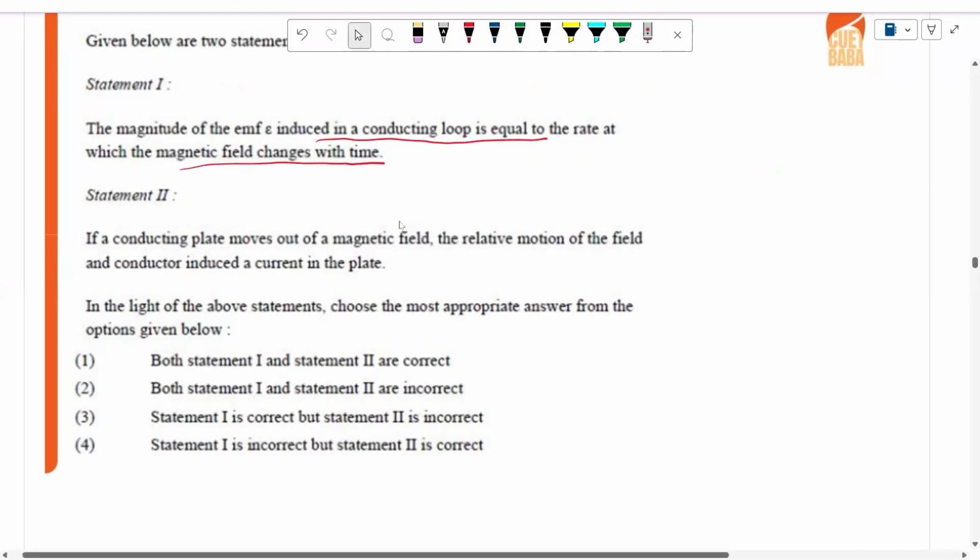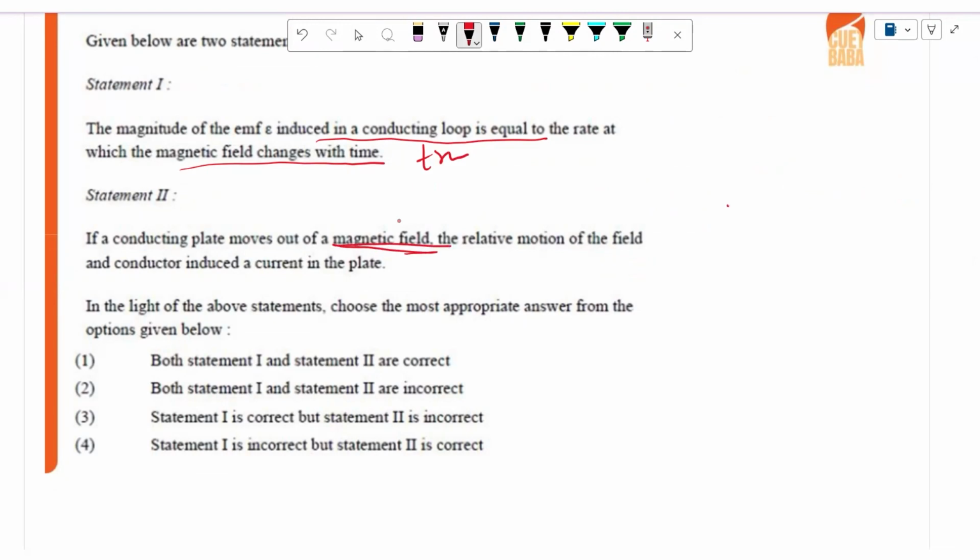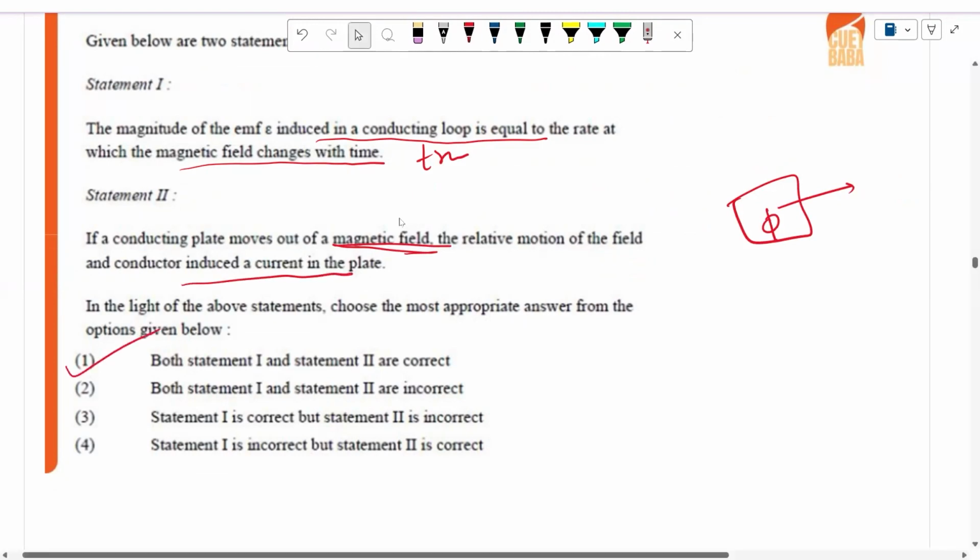Now, in this question, the magnitude of emf in a conducting loop is equal to the rate at which magnetic flux changes with time. This is also true. In a conducting plate that moves out of the magnetic field, if we move out of the magnetic field, then also flux changes. So conductor induced current, that is also true. So both are true. First option is correct.